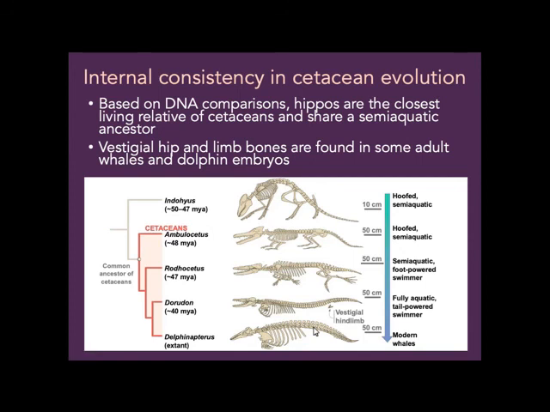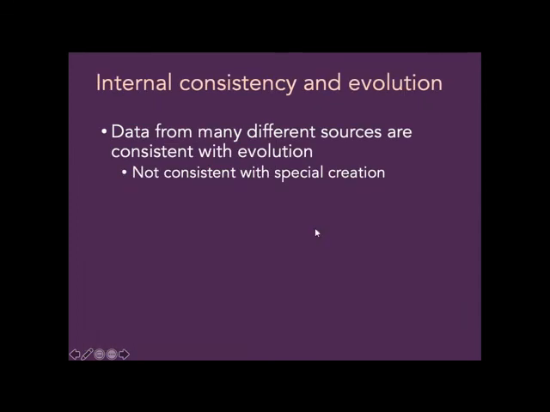So there's internal consistency in what we see in the fossil record and what we see in the DNA. Not just for cetaceans, but for many, many different animals and plants and everything else, data from lots of different sources are consistent with evolution. They are not consistent with special creation. So we have internal consistency to support the idea of evolution.